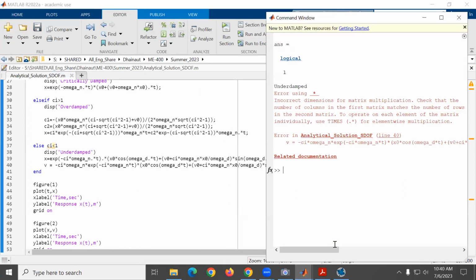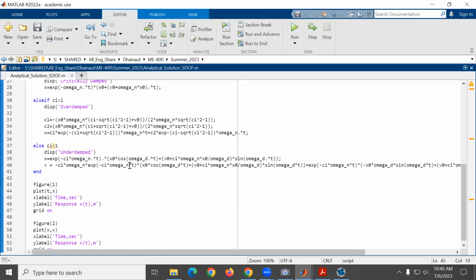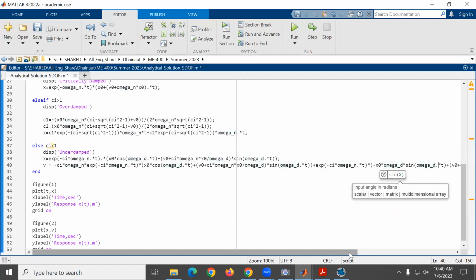What error is it giving now? Oh, we need to put now the dots in front of these ones. Omega t. It does not recognize it. Dot t.